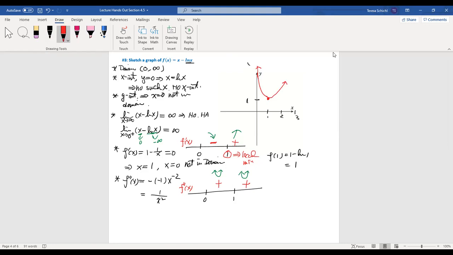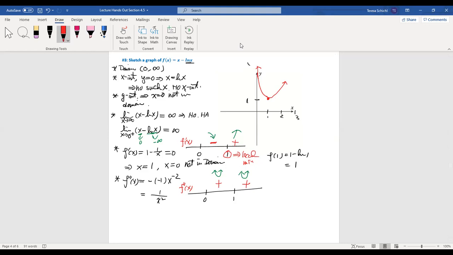Okay, so that's how we graph the function by considering those few key points here. Of course, if you want to make the graph a little nicer, you can pick several other points in the domain, and you can shape your graph to be more accurate. All right, okay, that's it.